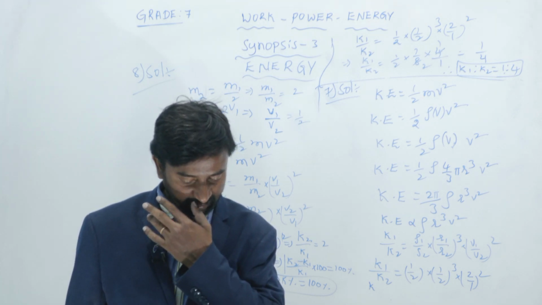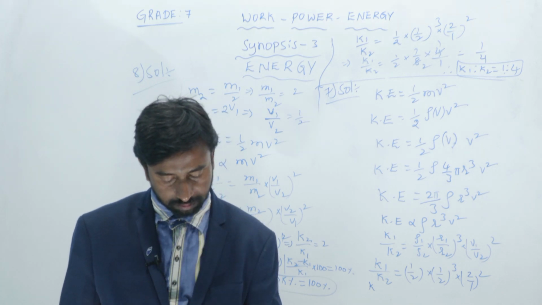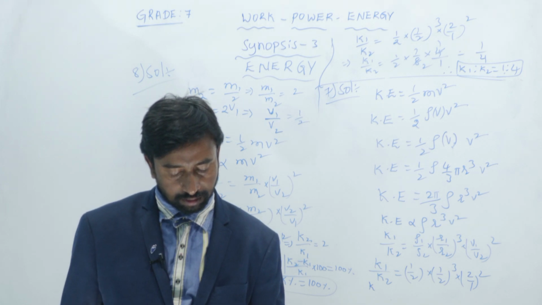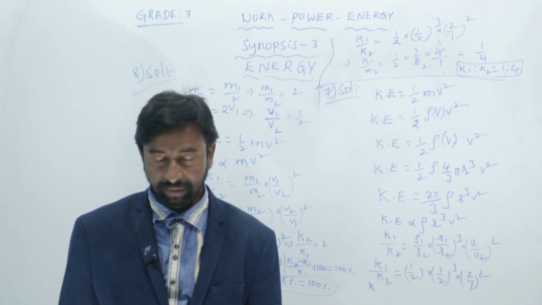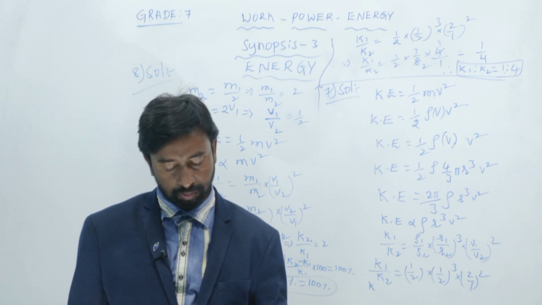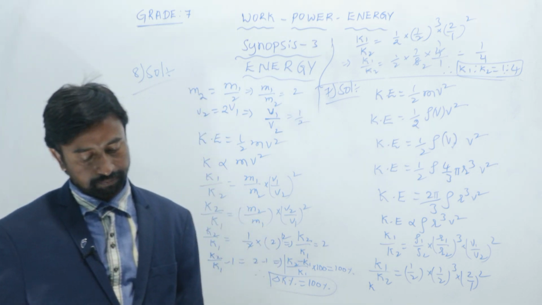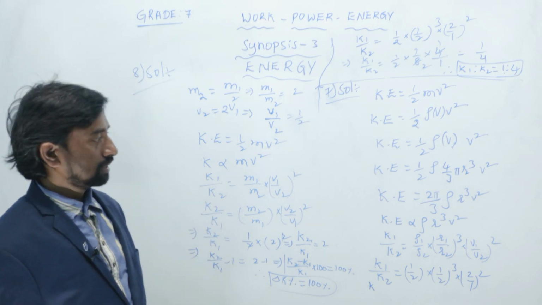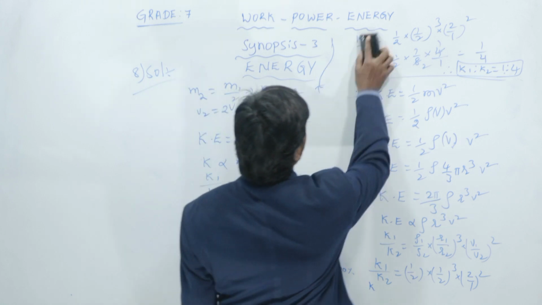Increasing the speed means the speed of the body to 2 meter per second. So on increasing the speed of the body to 2 meter per second, that means V2 is 2 and V1 is V, we can write there. So now we can write the remaining here, okay. We'll do it now.